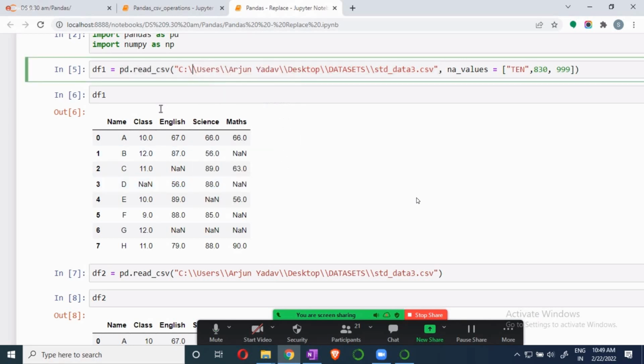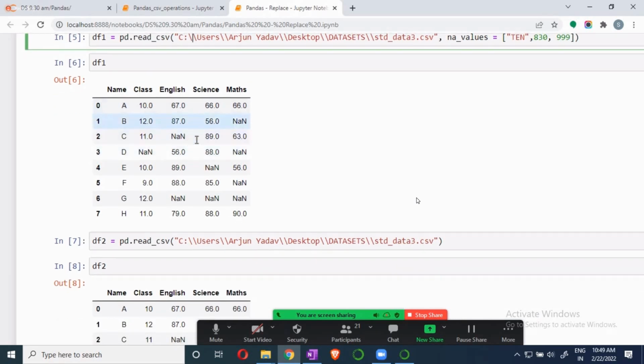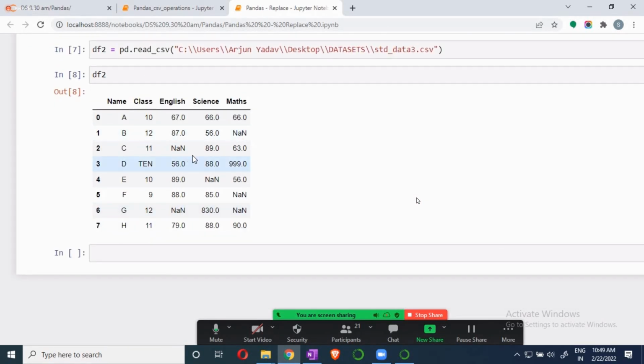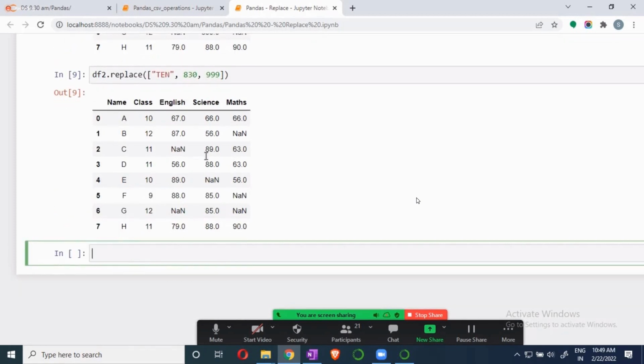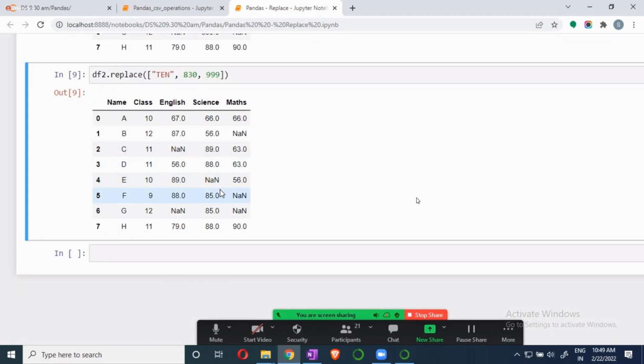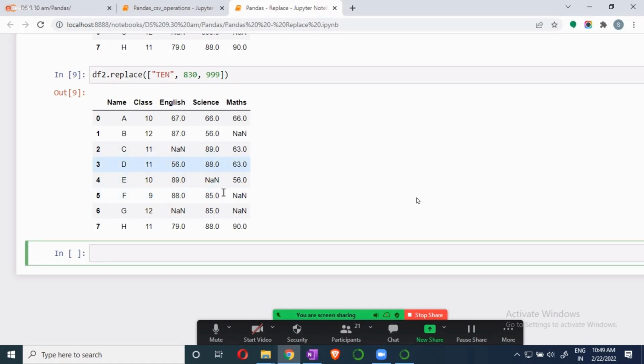Now see this. This is the data I got. Now this is the data with an error. How will you do it? df2 dot replace. Which ones do you want to replace? Give the list of values: 10 comma 830 and then 999. Got it? It has been replaced. Clear, guys? Now this has been replaced and we got the NaN.